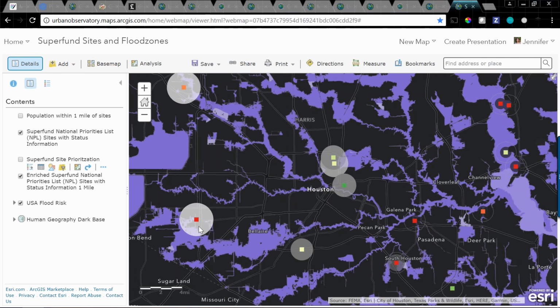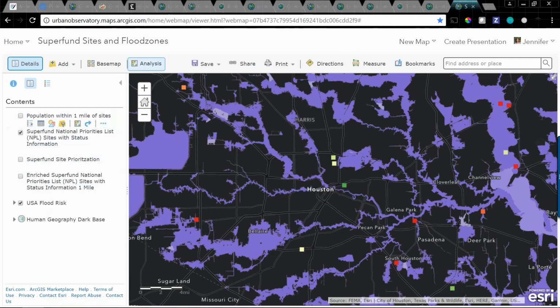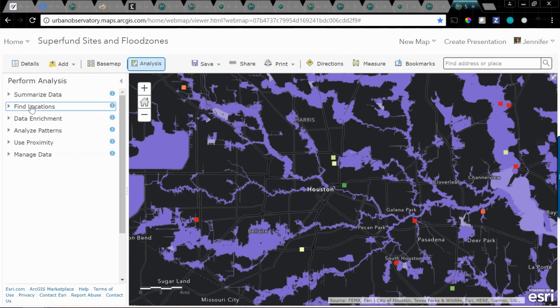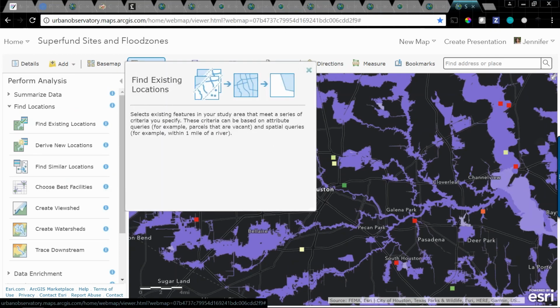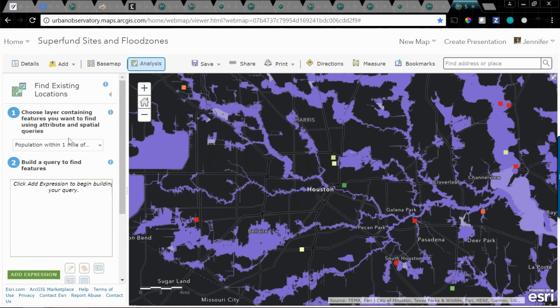Right. Your eyes are drawn to the brighter, whiter areas because it contrasts with the base map. And then the last part of this analysis, I have 3 different criteria that I want to input into this Find Existing Locations tool. And what this tool does is it looks at a series of criteria that I specify, and it selects from my existing features, in this case, the Superfund sites.